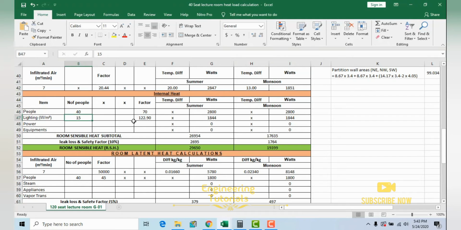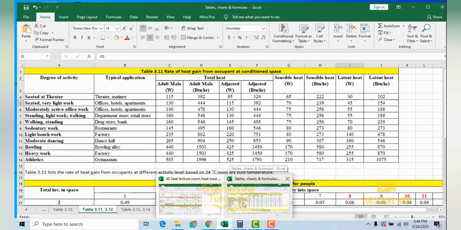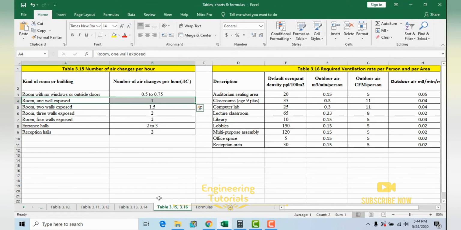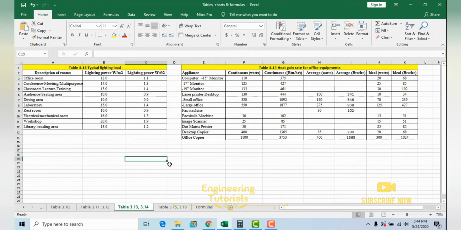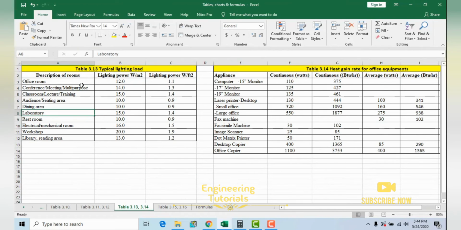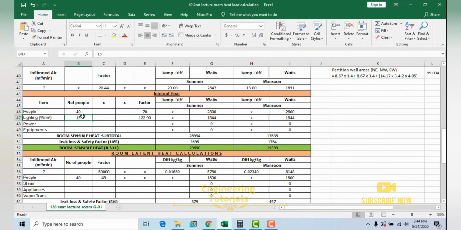For lighting load, we know that the area of the space is 122.9, and how much watt per square meter is required for lighting, we can get from the table here. So this is the table we are going to use, typical lighting load. Since we have a lecture training room, you can see the lighting power is 15 watt per square meter for lecture, classroom or training. So this is why we have used 15 watt per square meter.